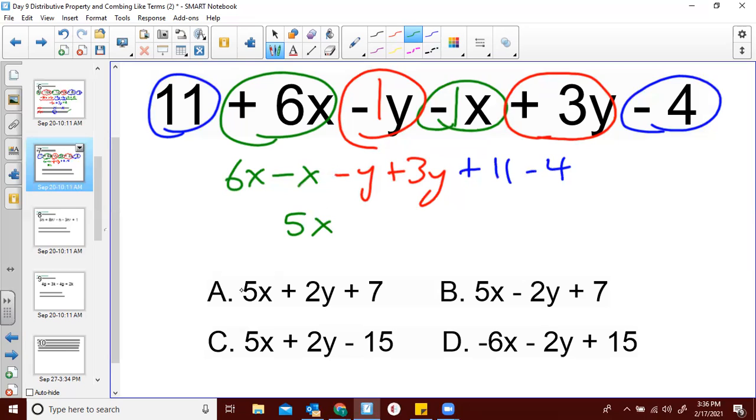So let's just look at the answers. A is still good, B is still good, C is still good, D is out. All right, negative 1y plus a 3, negative 1 plus 3. Put that in your calculator. You're going to get 2y. All right, I'm looking for a positive y, good, positive 2y, good. B is now out. And then 11 minus 4 is just going to give us a positive 7. Positive 11 minus 4. A is good, C's out.